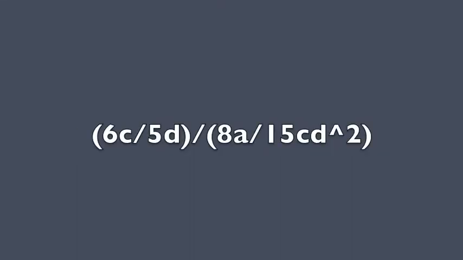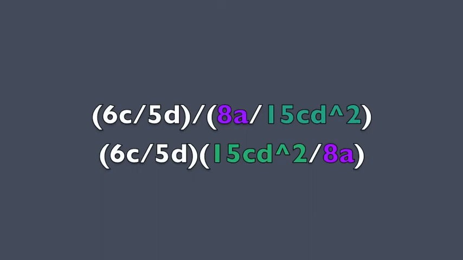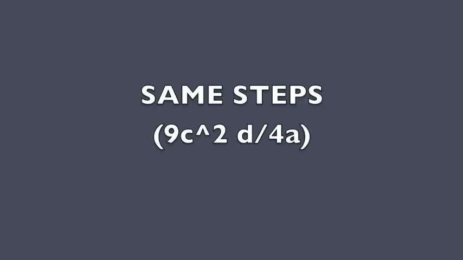Here's an example. 6c over 5d divided by 8a over 15cd squared. The first thing you do is turn 8a over 15cd squared into 15cd squared over 8a. Then you use the same steps as multiplying. Your answer should be 9c squared d over 4a.